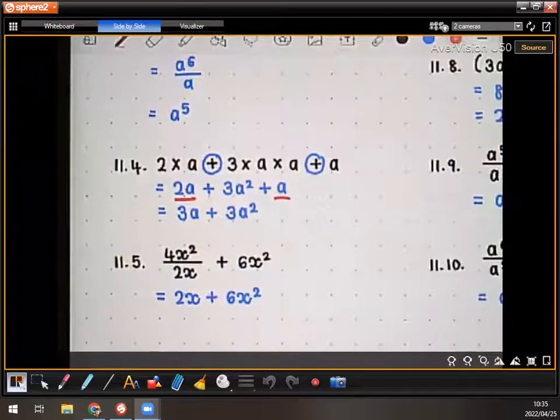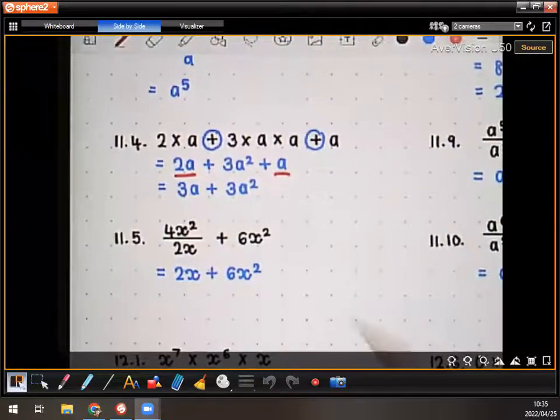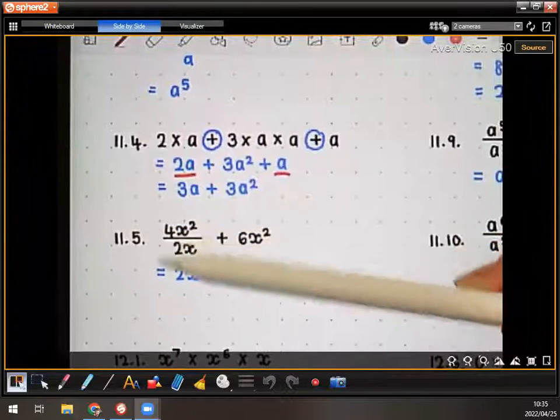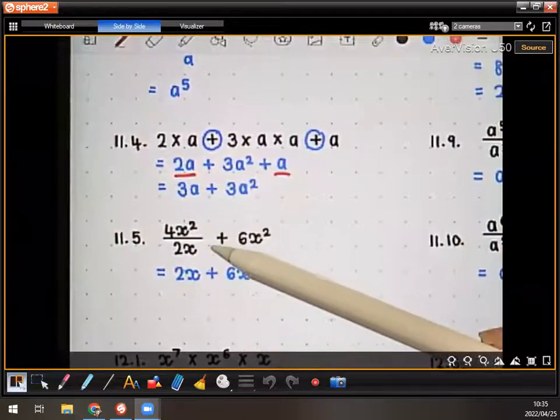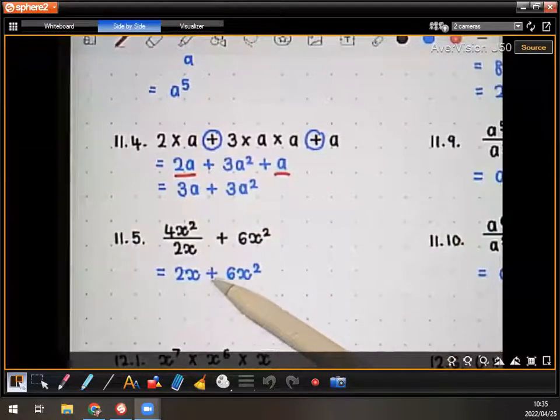Okay, the next one, 11.5, was a bit of a silly one, I suppose. You had to simplify that fraction. So you'll say 4 divided by 2 is 2. Do you agree with that? And then x squared divided by x is just x. And then you have a plus 6x squared. These are not like terms, so you can't add them together. All right, so that is your final answer for that one.